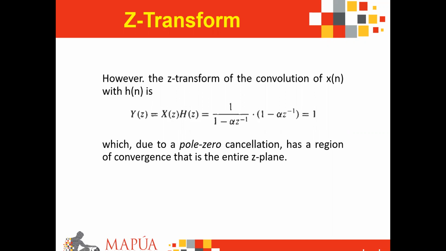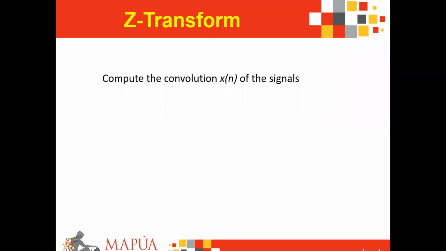What's the region of convergence of this? Simply the entire z-plane right away, because the poles and zeros cancelled. So just the entire z-plane. That's the region of convergence. That's possible. Okay? So that happens in some cases in the Z-transform.